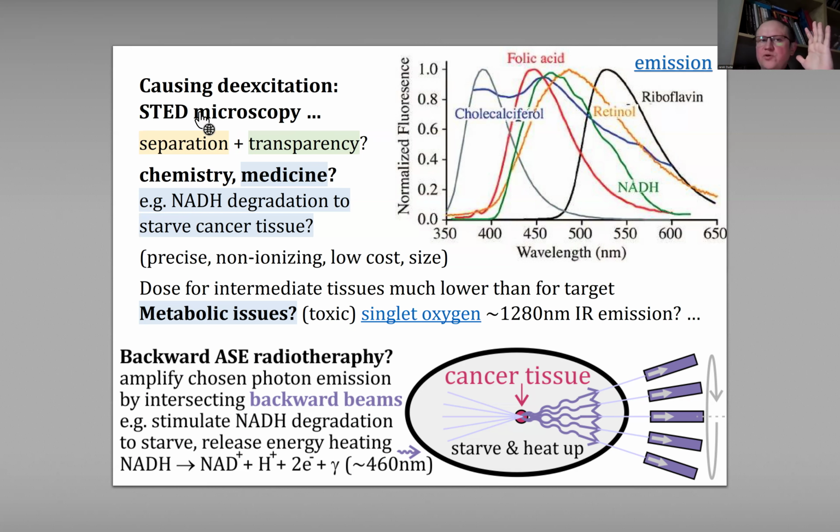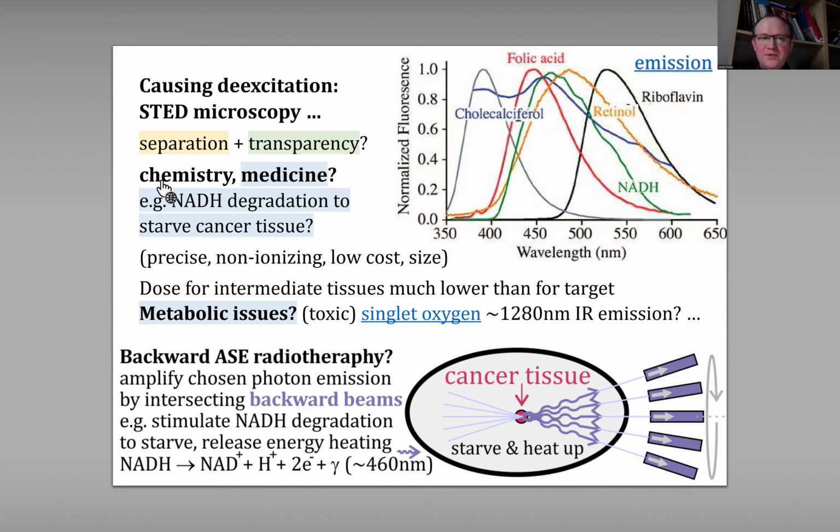So I think we can improve STED microscopy by just rotating its optical isolator. Okay, so let's think about some applications: probably some chemistry applications, maybe some 3D printing, and finally, I think that the medicine application will be very interesting, especially due to the transparency we should hopefully get.